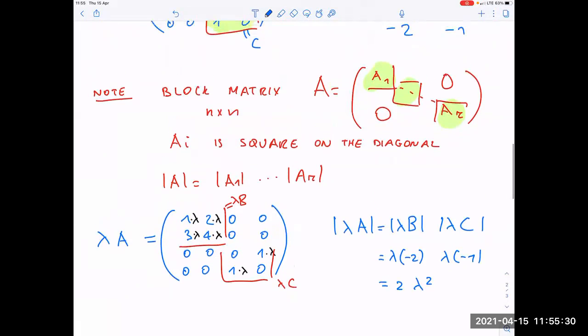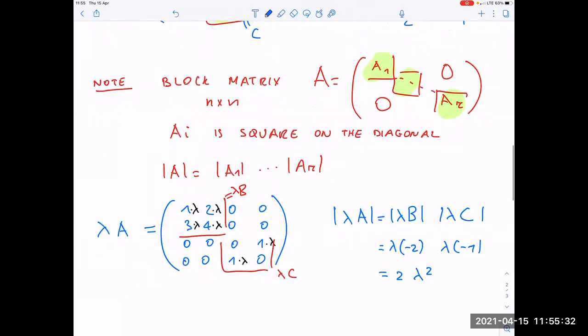So the conclusion here is that the determinant of lambda times A is 2 lambda squared, where the determinant of A was 2. So you multiply by these lambda squared, no matter what lambda is.